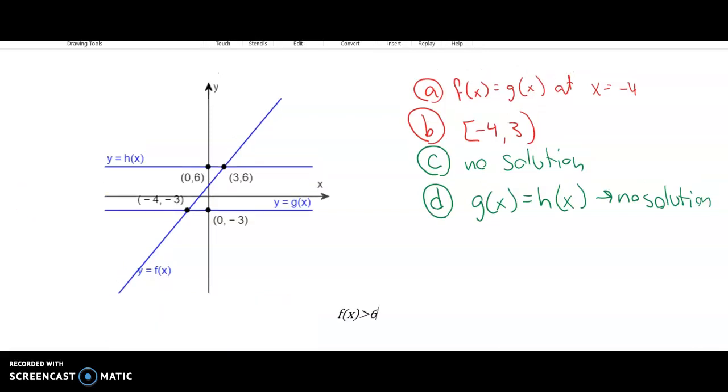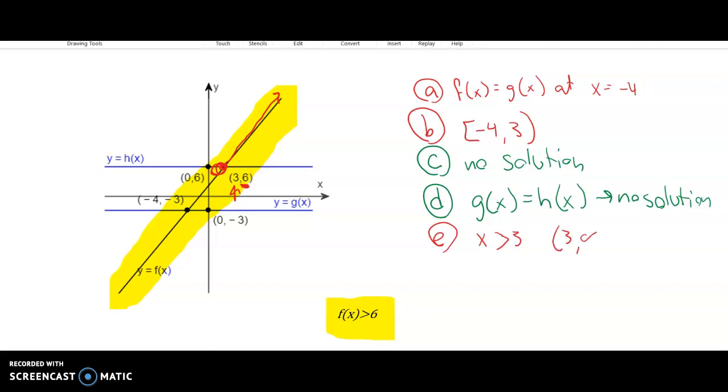One last example. When is f of x greater than 6? So that means when is the output of the function, or the y value, greater than 6? And I'm looking at my f of x function right here. Highlight it. And I'm looking for when it has an output greater than 6. And I can see the output is 6 right here. Where does that happen? It happens at the number 3 and anything later than 3. So I can say my answer: f of x is greater than 6 when x is greater than 3, with an open circle here, or we can say 3 to infinity.